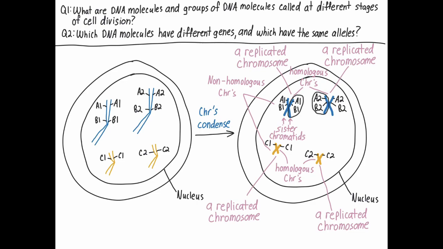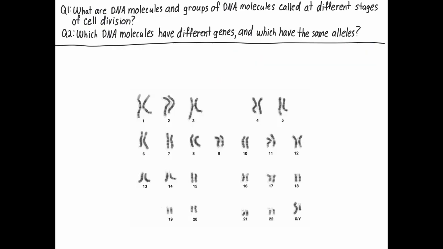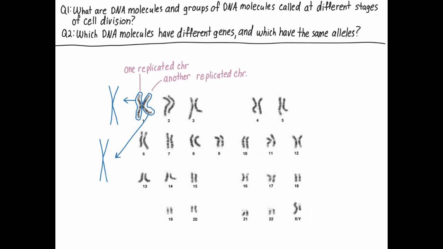The chromatids of homologous chromosomes are called non-sister chromatids. These have the same genes, but not necessarily the same alleles. When we are looking at a karyogram, keep in mind that we are looking at replicated chromosomes, and that each of these chromosomes has 2 DNA molecules and 2 copies of each gene.